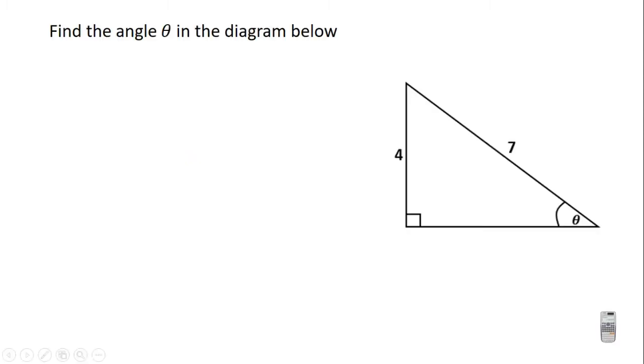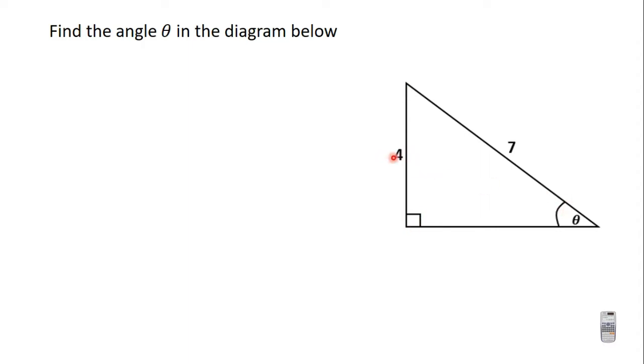Find the angle theta in the diagram below. So we have this diagram and we are supposed to find the value of theta. This is the angle theta that has been given to us. So we are going to find the value of theta and you will use one of the trig ratios. In the previous video, we learned that considering this angle theta, this side here, which has 4 here, meaning that the length of this side is 4.